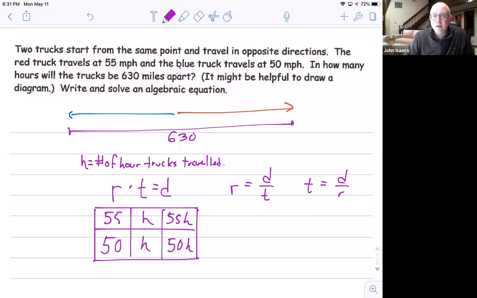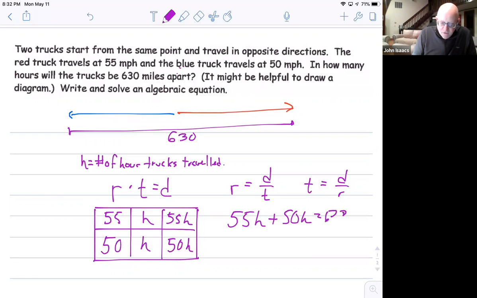And in order to get 630 miles, those two trucks are going to be adding their distances together because they're going apart from each other. That's what the diagram was to start off with. So we wind up with an equation, 55H plus 50H equals 630. And therefore, we can add these two things together, 105H equals 630, and H equals 6 hours. So the trucks traveled 6 hours.